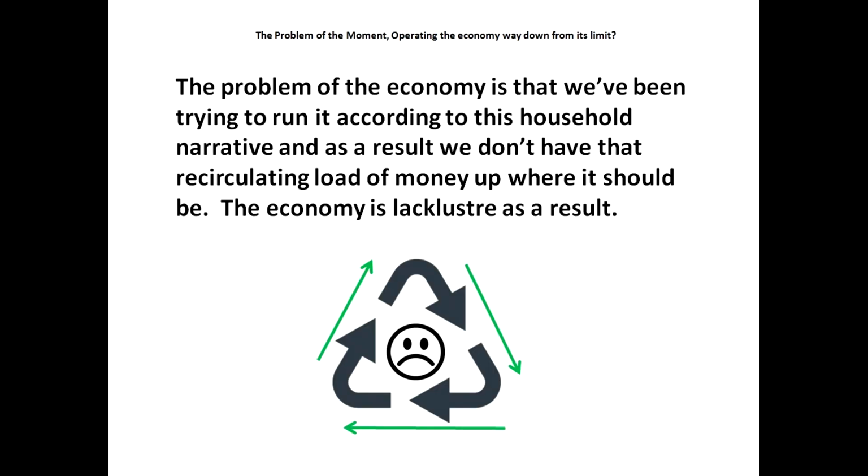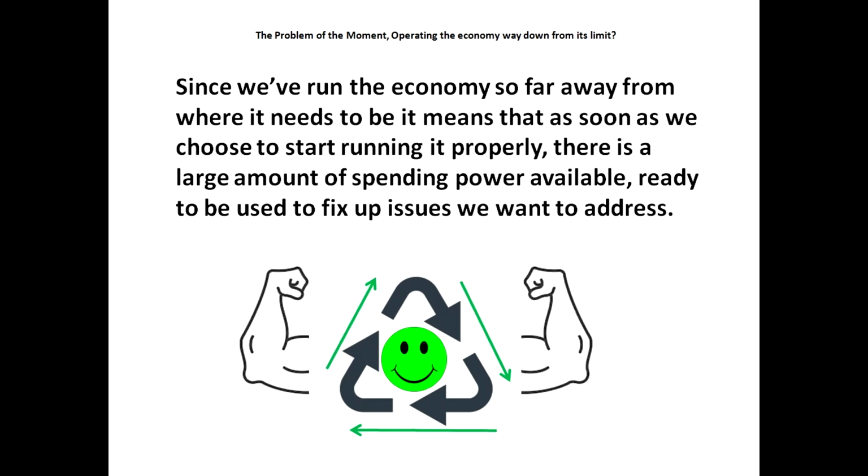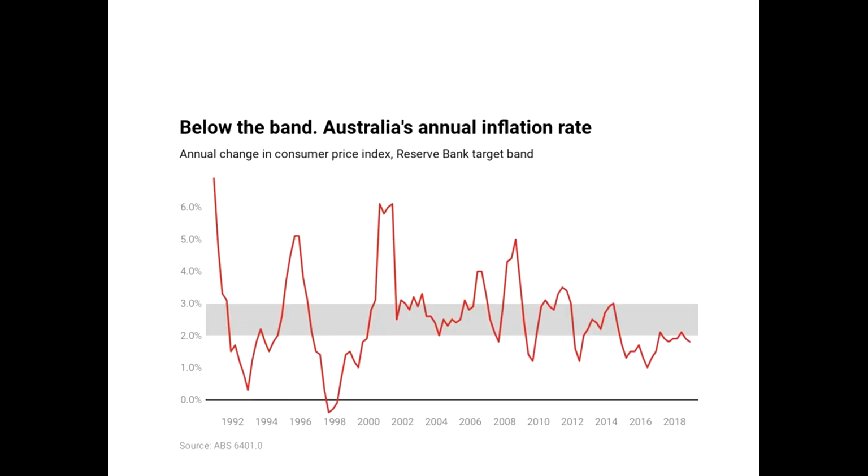The problem with the economy is that we've been led to try to run it according to this household narrative, and as a result we don't have the recirculating load of money in the economy using up the capacity as it should, and the economy is lackluster as a result. Since we've run the economy so far away from where it needs to be, as soon as we choose to start running it properly, there's a big gap. There's a lot of unused capacity, so we've got a lot of spending power available up front to start to fix up the issues we want to address.